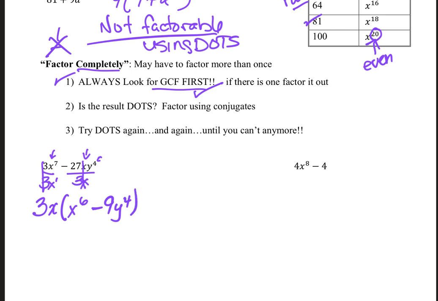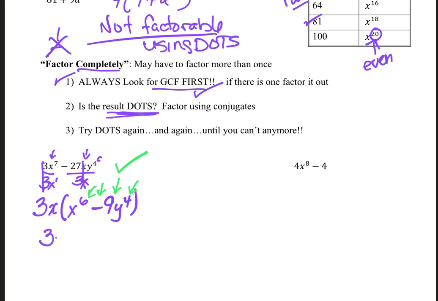Okay, so now, I factored once. We're done? No. You do have to look. Is the result dots? In this case, that's all we have right now. So the exponents are even. Let's change the color up so you can see. Exponents are even. This number is a perfect square, and there's a minus sign. Check. I can do this more.